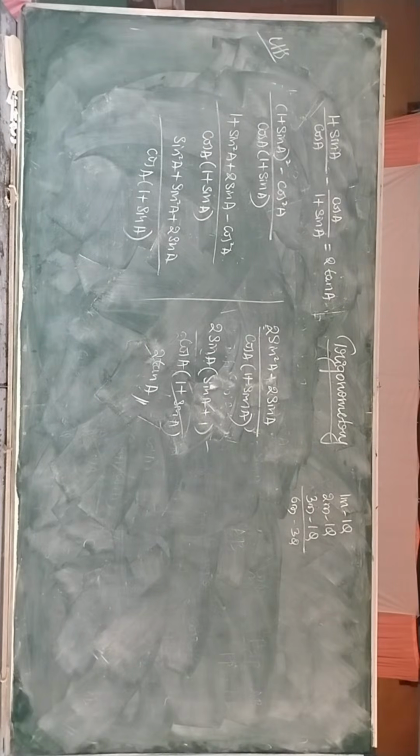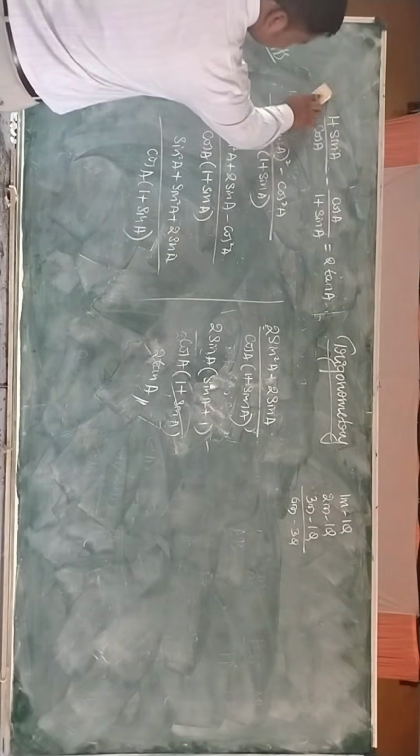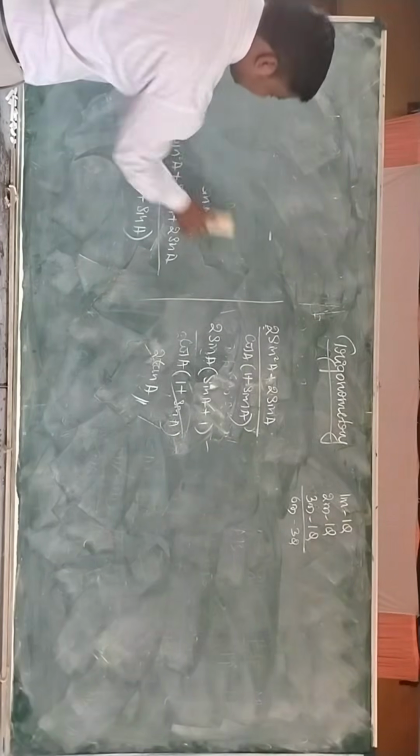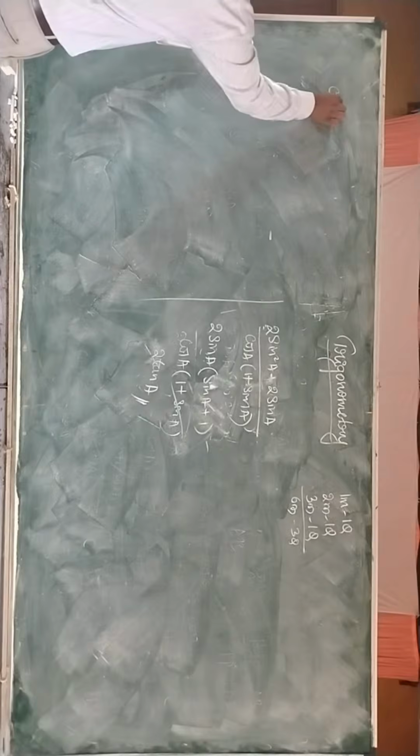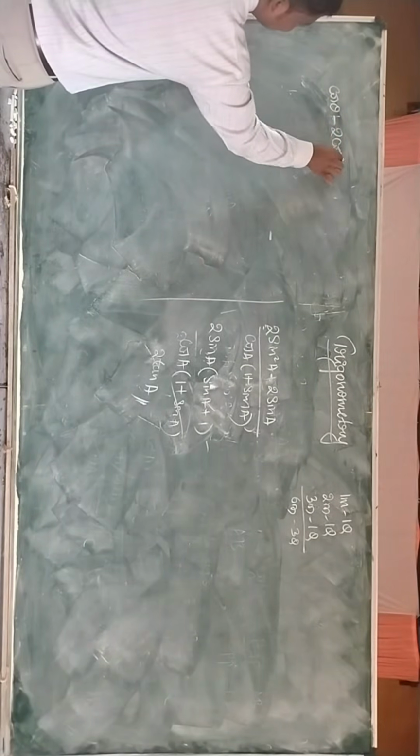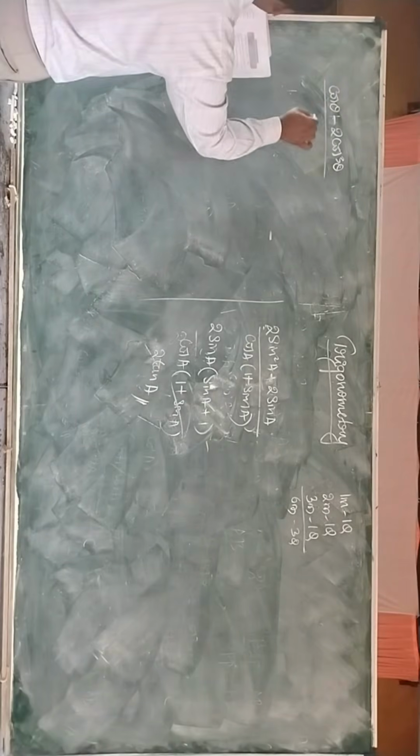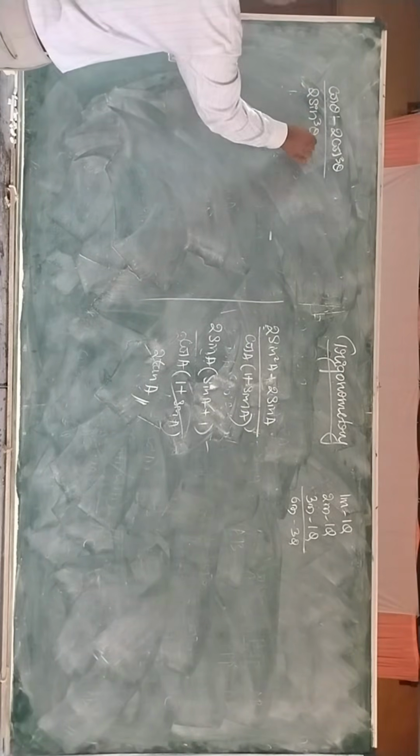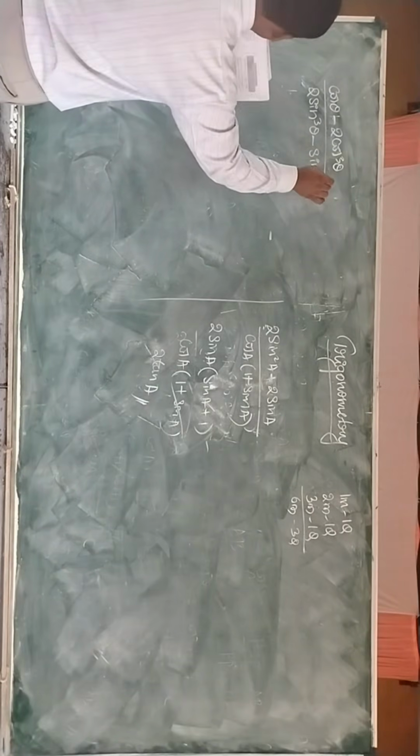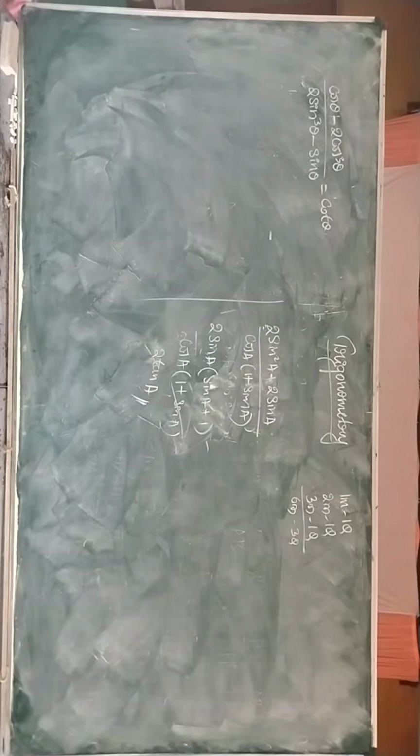Prove that cos theta minus 2 cos cube theta, divided by 2 times sin cube theta minus sin theta, is equal to cot theta.